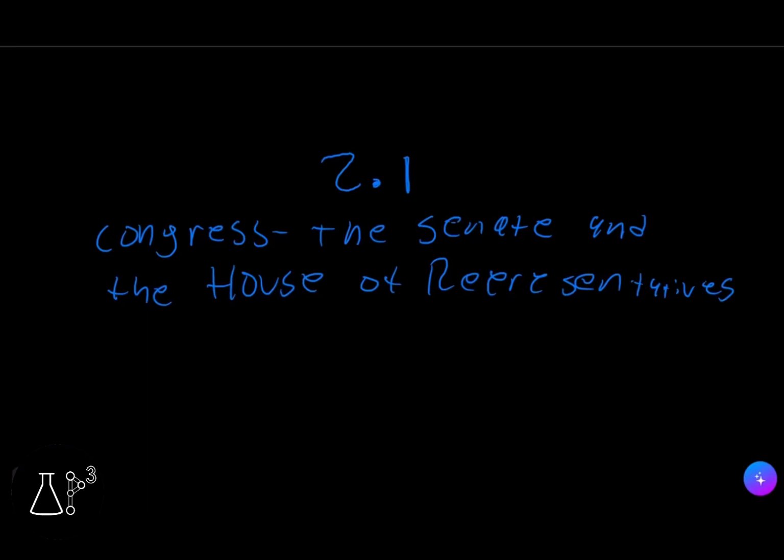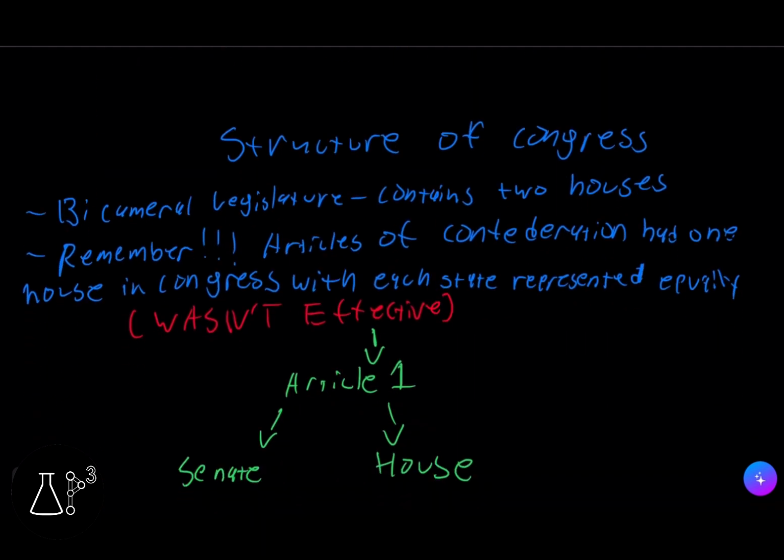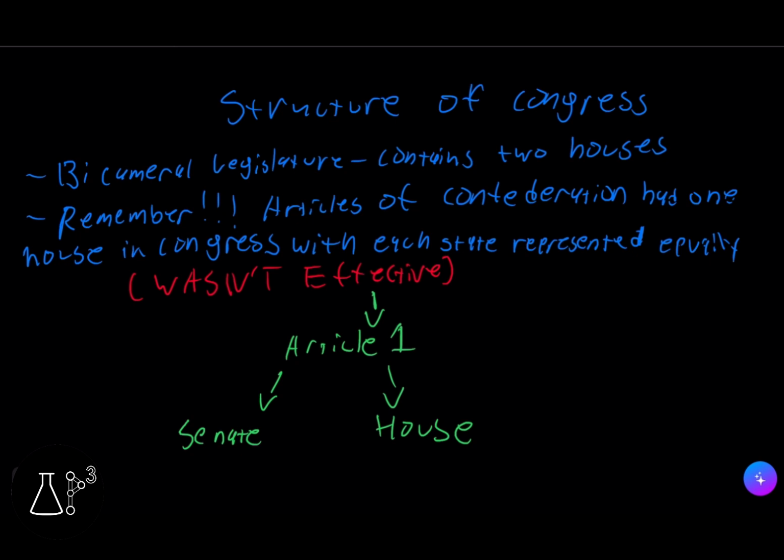In today's video, we'll be going over Topic 2, Unit 1 of AP Government: Congress, the Senate, and the House of Representatives. So we're going to talk first about the structure of Congress. Now, Congress is a bicameral legislature, basically containing two houses. Remember, the Articles of Confederation had one house in Congress where each state was represented equally, but it wasn't effective. So according to Article 1, it will be divided into two houses, the Senate and the House of Representatives.